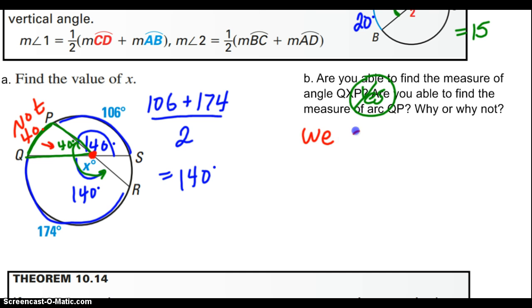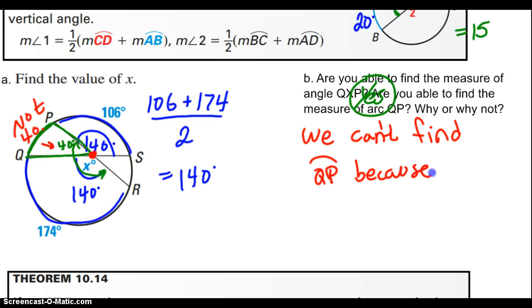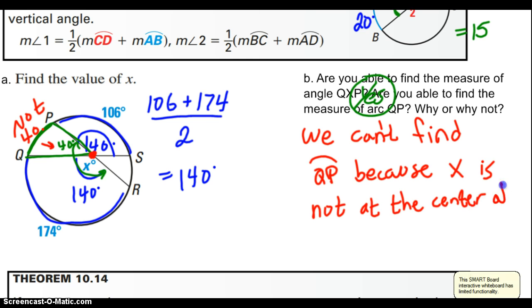So let's write this down. We can't find what QP is because X is not at the center of the circle. So we can't use central angles here. If it was the center, we could use central angles and we'd be much better off. But we're not, so we're left wondering what QP is.